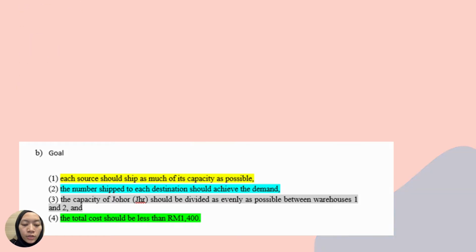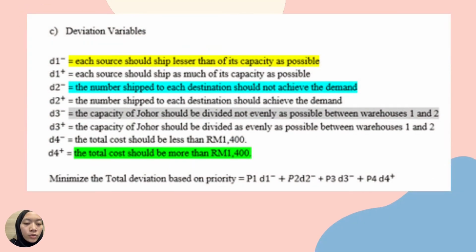For the next step, we need to construct the deviation variables, where d negative means each source ships less than its capacity as possible, and D1 plus means each source ships as much of its capacity as possible. The same goes for D2 minus until D4 plus.